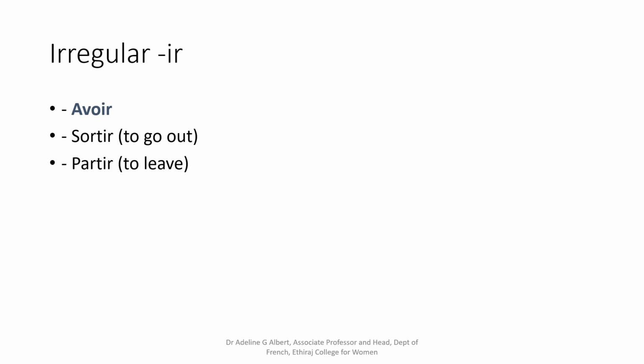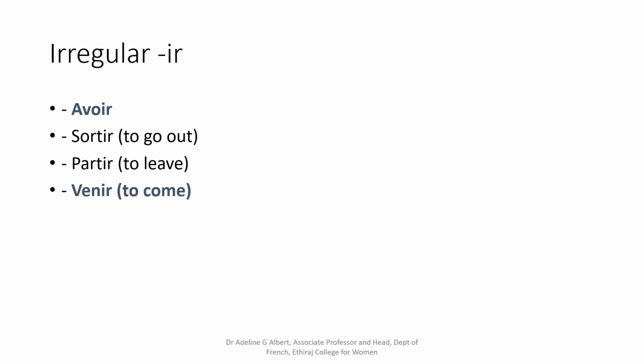Now, irregular verbs, the weirdos. Avoir, we already know this. J'ai, tu as, il a, elle a, nous avons, vous avez, ils ont, elles ont. It is the verb to have. Sortir we'll be looking at shortly. It means to go out. Partir is to leave. Remember these verbs, you just have to memorize them. There's no logic in them.